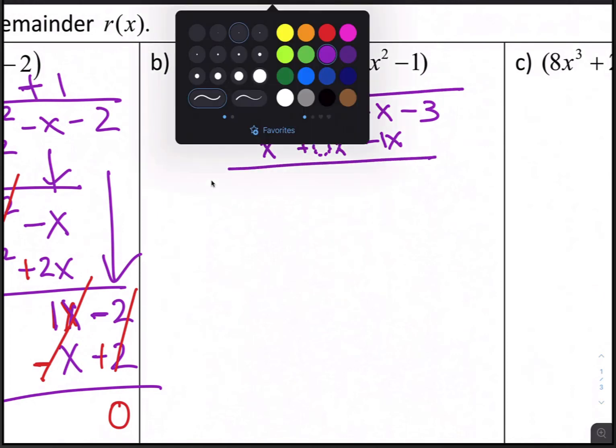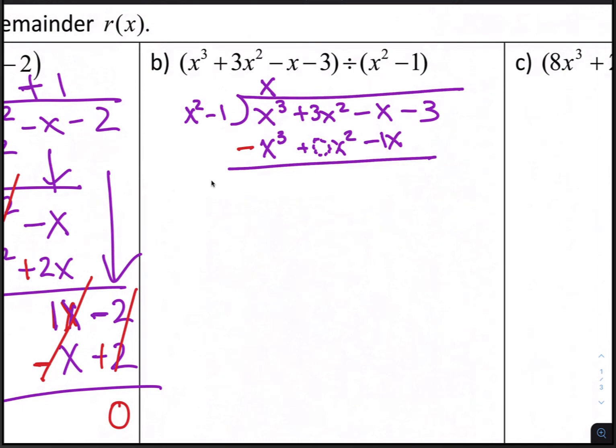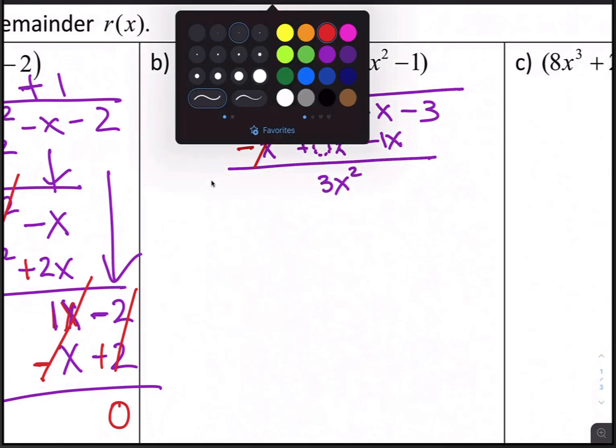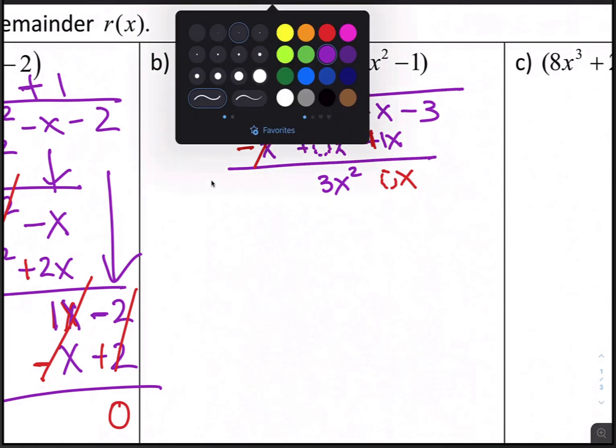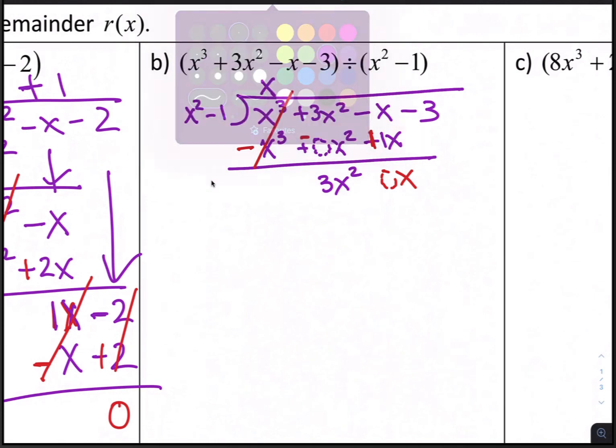Next step is to subtract. The x cubed becomes minus, and that cancels out. This would become minus 0, and 3 minus 0 is still 3, so that's going to be 3x squared. That comes down. And you're also subtracting this negative 1x, and so that becomes plus 1x when you subtract it. And these two terms will cancel each other out. So you end up with 0x there, and then you just bring down the very next term. And that is the minus 3.